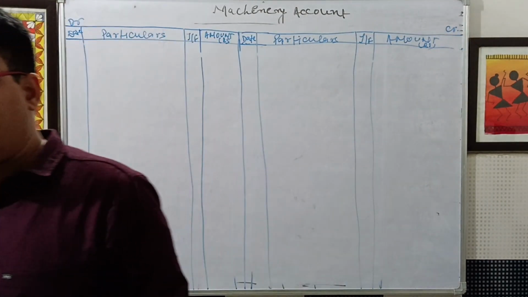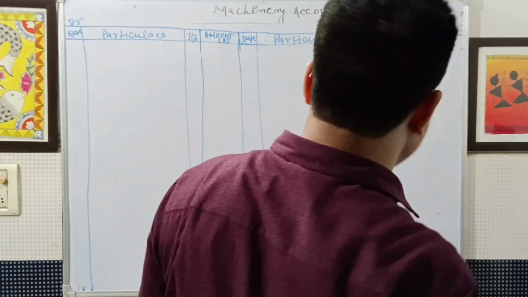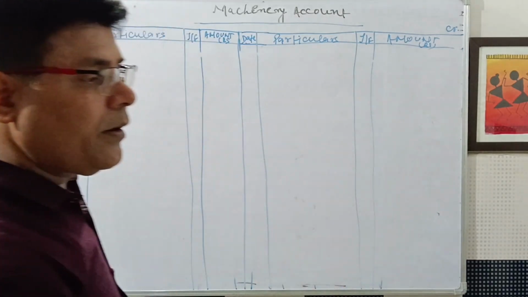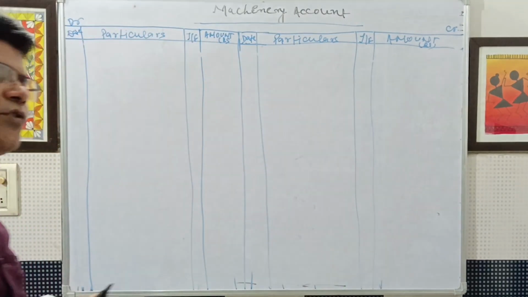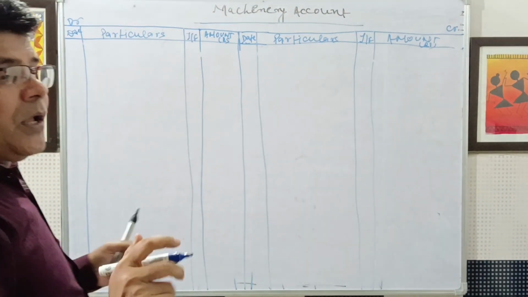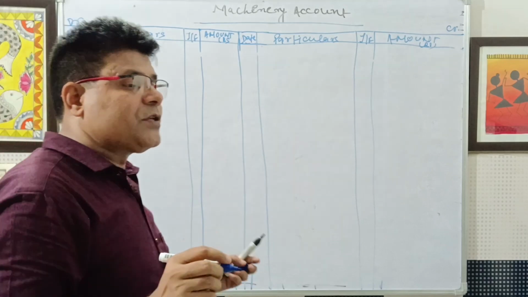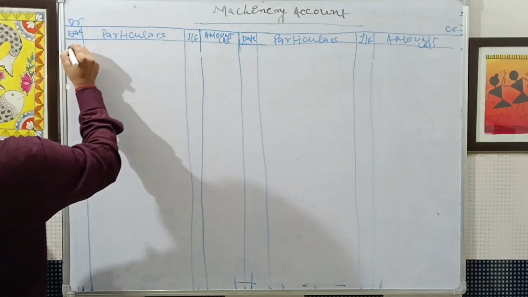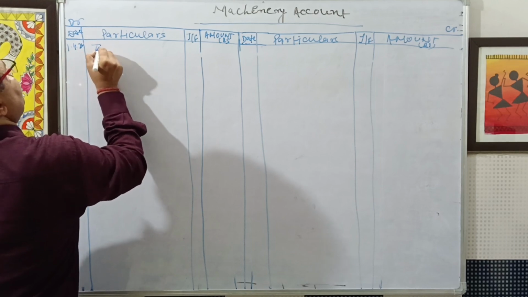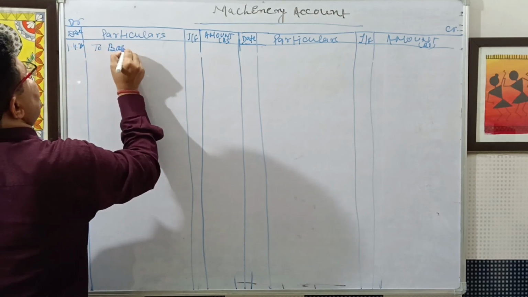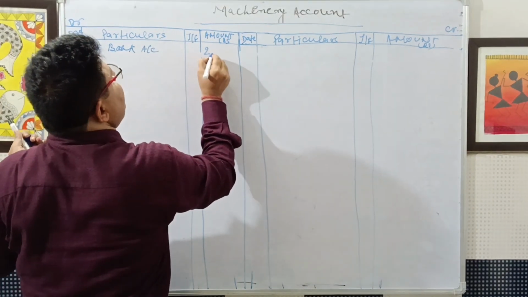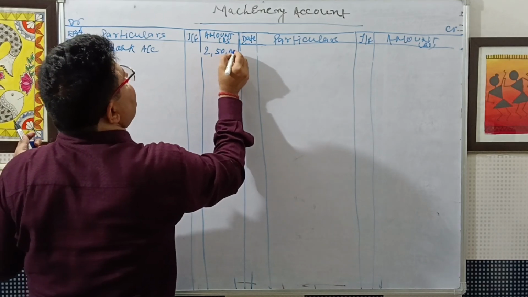So this is a diminishing balance method. We make the machinery account. So again, on 1st April 2022 a machine was purchased for rupees 2,50,000. On 1st October 2022, another machine was purchased for 1,50,000. So here, 1st April 2022, to bank account 2,50,000.